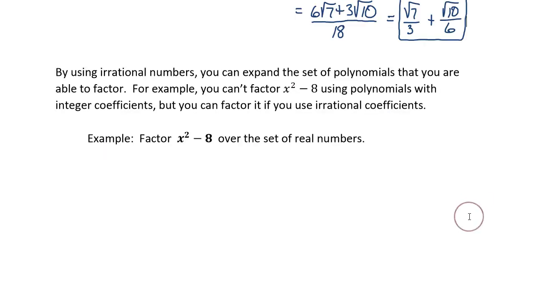By using irrational numbers, that's the numbers that have radicals around them, we can expand the set of polynomials that we're able to factor. For example, earlier this year when we were studying factoring, when we had x squared minus 8, we were not able to factor that. But now we can factor that. Let's try that in this example. X squared minus 8 fits the difference of squares pattern.